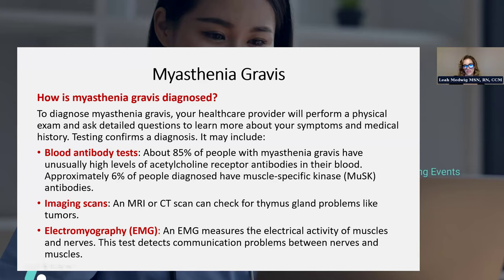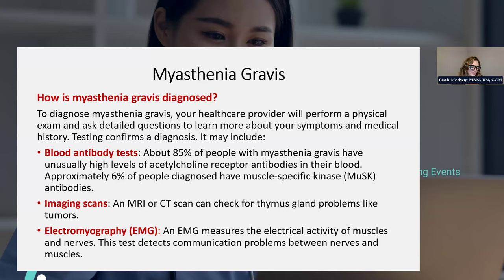And an EMG measures the electrical activity of the muscles and nerves. One of our participants did shout that out as well when we were asking what we would do. So doing an EMG test would definitely be helpful for that.